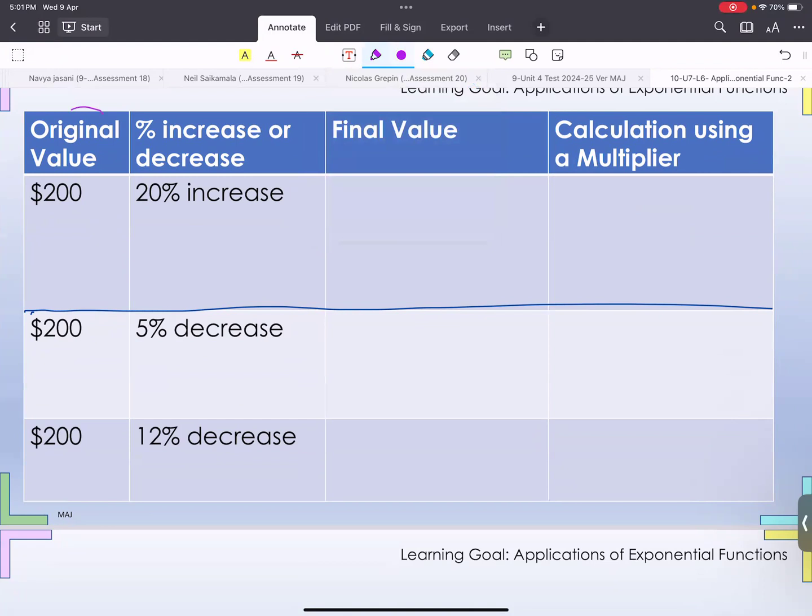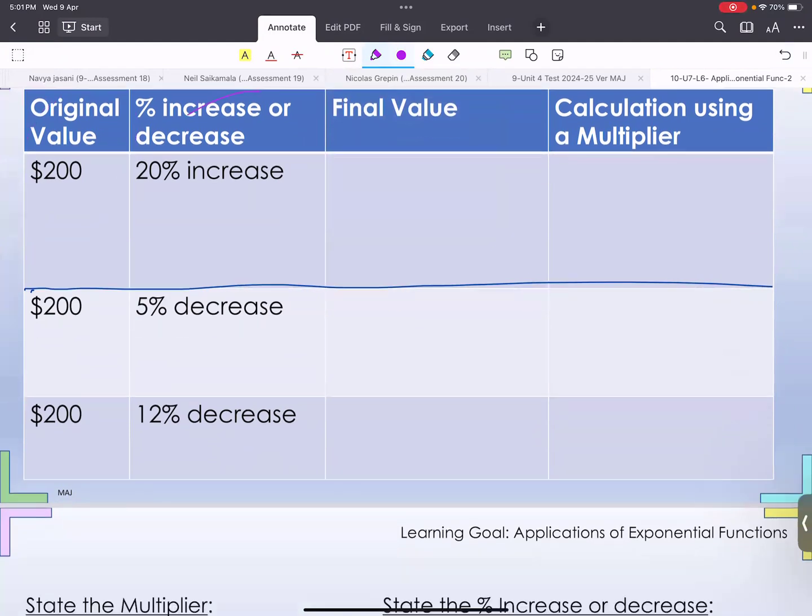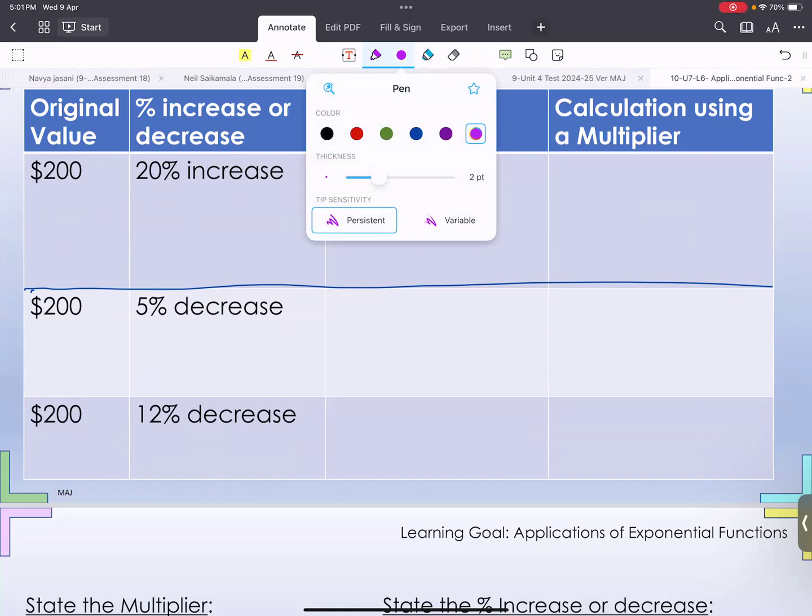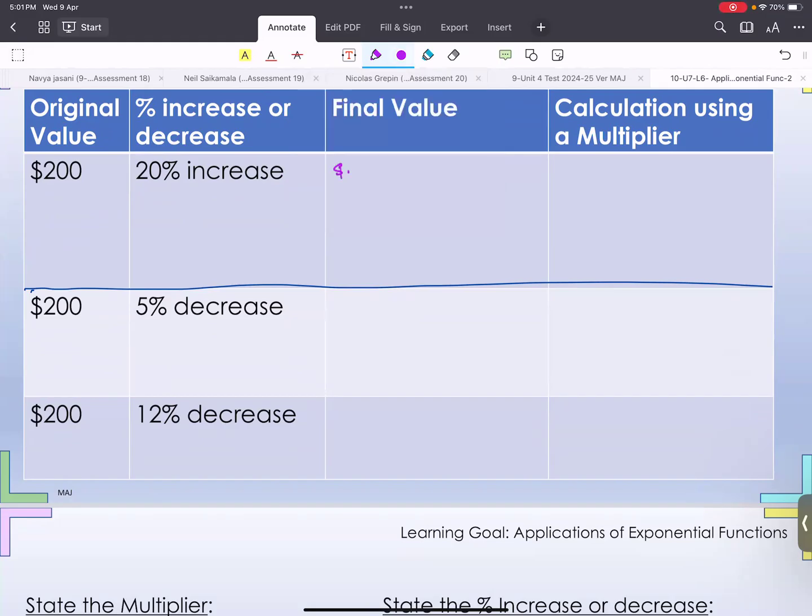So this is the original value, that's $200. And then there is a 20% increase on that $200. What is the final value is the question. So to do that, we are going to do $200 plus 20% of 200. So 20% is the same as 20 divided by 100, so in decimal value, that is 0.2. So when I say 20% of $200, basically 0.2 times 200. So that is 200 plus 0.2 multiplied by 200.